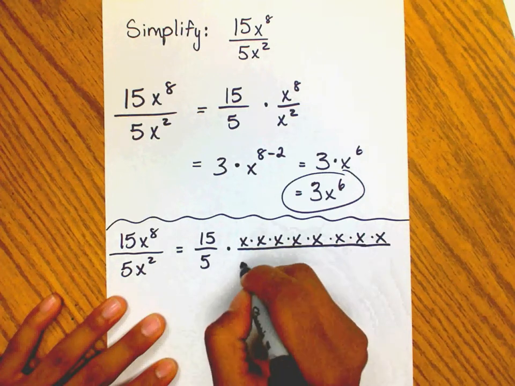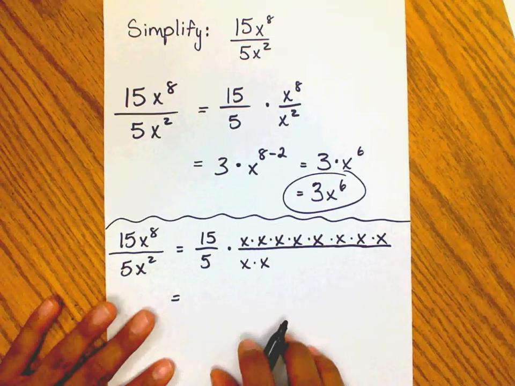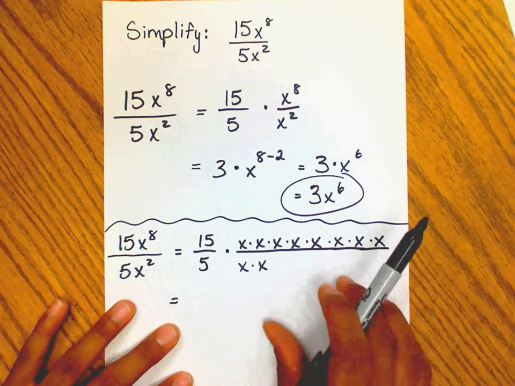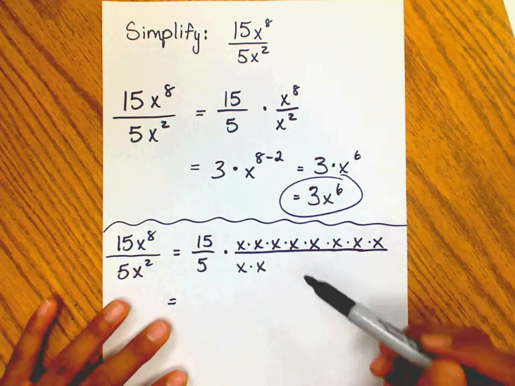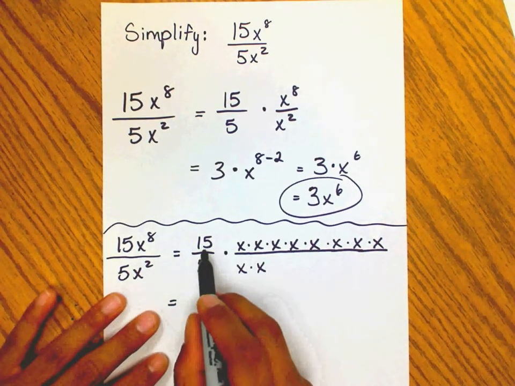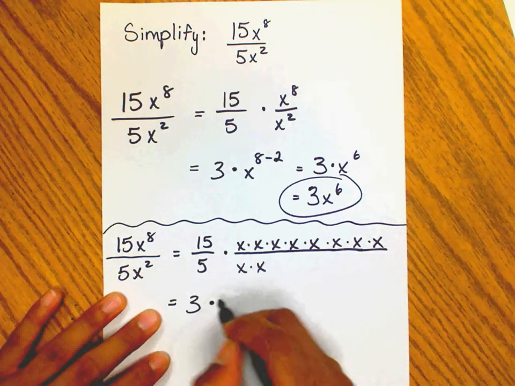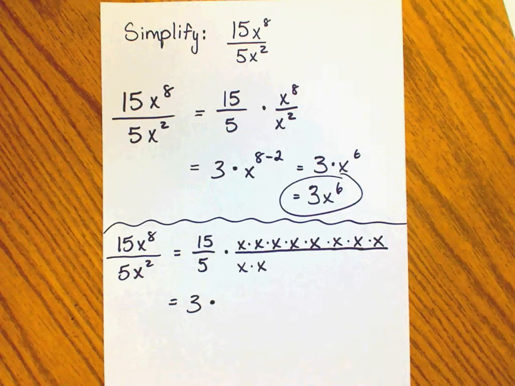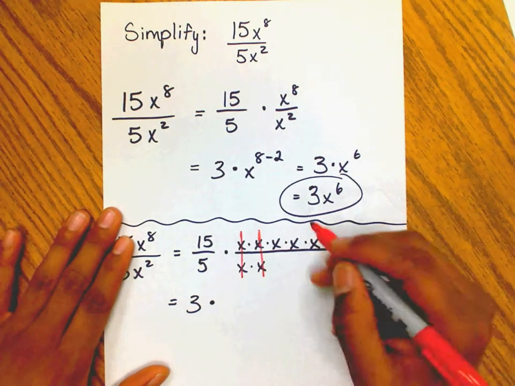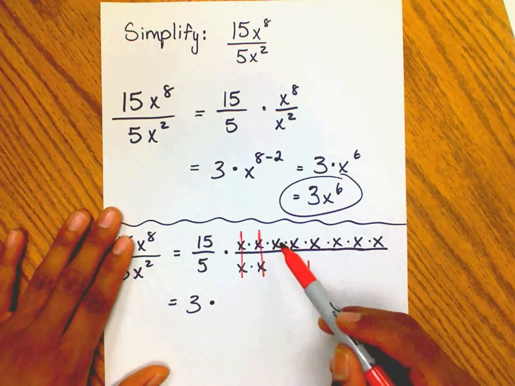And the x to the 2 on the bottom. Now, if you remember in the previous example with these, I'm just going to be canceling out. And when I don't have something either on the top or the bottom, I put a what? A 1. Okay? So 15 divided by 5, that's 3. Times. Now let's go ahead and do some canceling out here. Bong, bong. There's nothing left on the bottom. Put a 1. Now just count up how many x's you have. 1, 2, 3, 4, 5, 6.